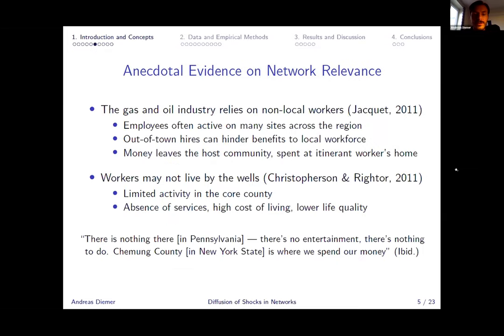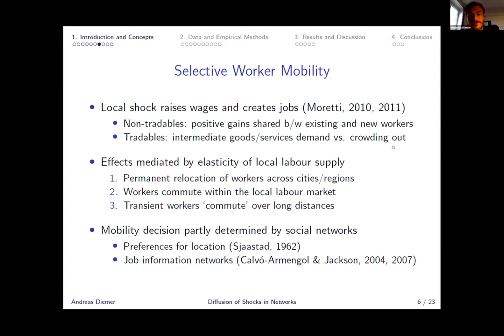And this matters because there's anecdotal evidence, considering the sociological literature of the fracking industry, that the industry relies largely on non-local workers. So these are itinerant workers who are often active on several different sites across the region. And it means that the gains that accrue around the wells, or the wages that are earned here, could end up leaving the host community and end up benefiting communities elsewhere, depending on where these workers are coming from. Because you could think of them as commuting over long distances and relatively long intervals of time. And even when they do move in a more permanent way, they rarely live directly around the well. Because of amenities, they prefer living in places nearby, sometimes even across state boundaries, because of higher amenities. And so this is the motivating fact that justifies looking at networks in this context.